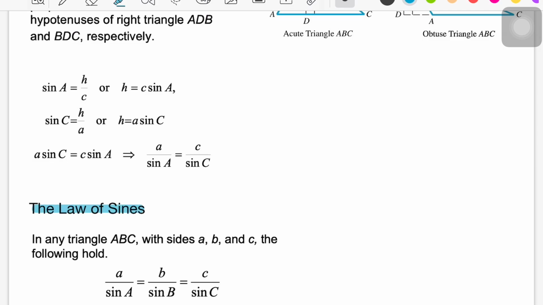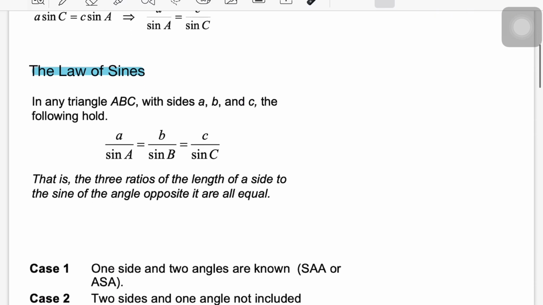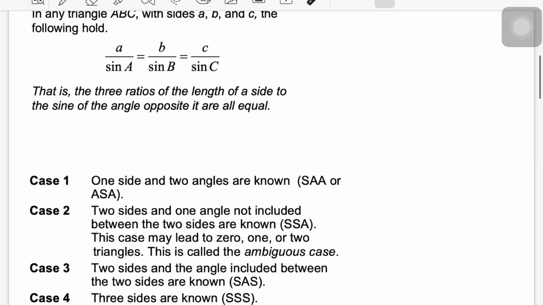So this brings us to the law of sines. The law of sines says that in any triangle ABC with sides A, B, and C, this holds. When using the law of sines to solve a triangle, we often see several different cases. These are listed here. For example, for case 1, one side and two angles are given. This is abbreviated as SAA or ASA in our textbook.